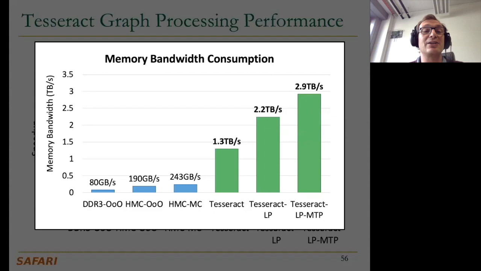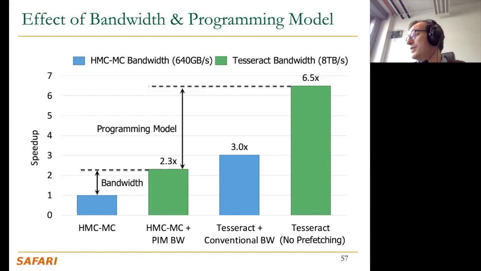We asked another question in this work, which was, what fraction of the benefit is coming from the huge bandwidth that we're making available, and what fraction of the benefit is coming from other things like the change to the programming model, et cetera. This is without prefetching, and this is a subset of the applications. That's why the numbers are different. But you can see that if you do this study, this is hybrid memory cube many core with 640 gigabytes per second. If you magically enable 8 terabytes per second bandwidth, that buys you some performance, clearly, 2.3x, which is not bad. If you improve bandwidth by more than 10x, you get 2.3x performance, okay, which is not bad.